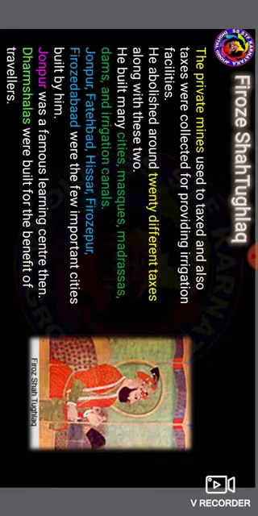So these are all the information about the Khilji dynasty and the Tughlaq dynasty.